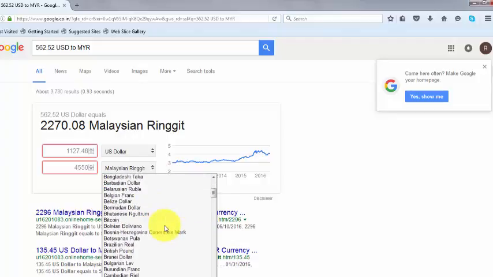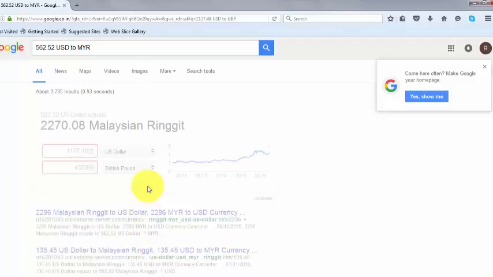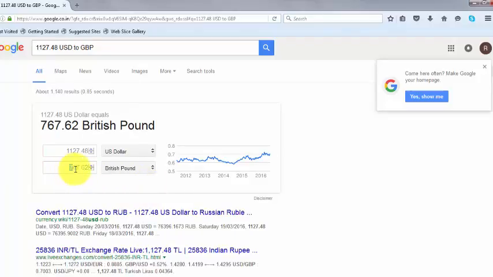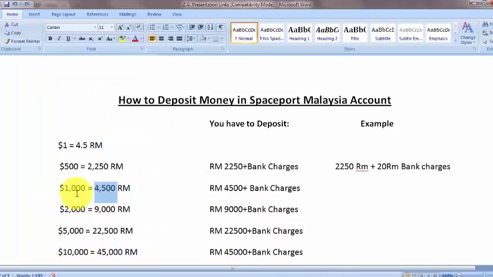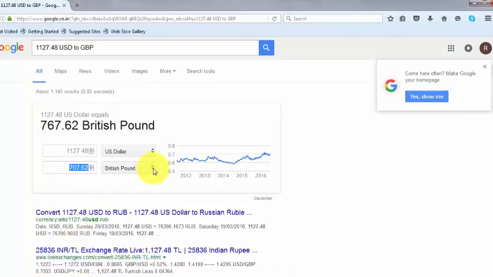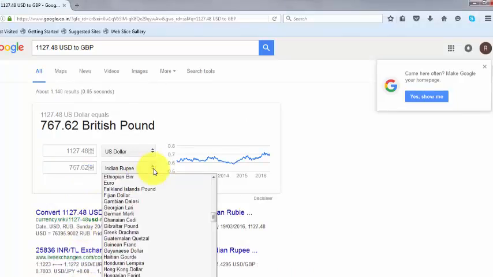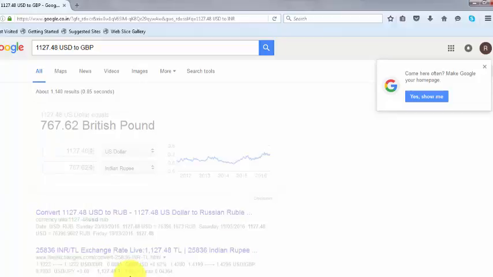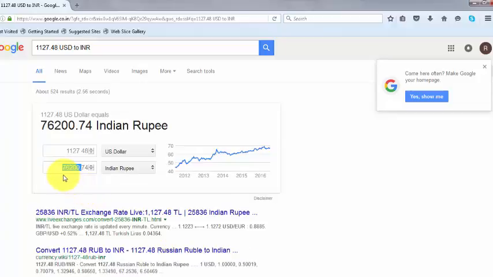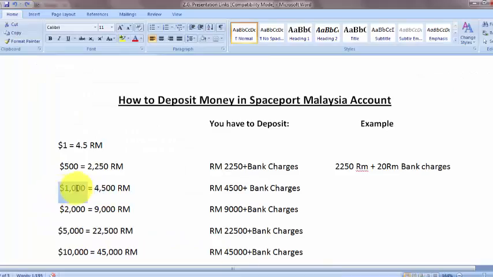Go to any currency. Coming to the British pound, you can check here. You are going to deposit 767.62 British pounds for this $1,000 package. If you are going to deposit in Indian rupees, you can see here, you have to deposit 76,274 rupees for this $1,000 package. This is important.